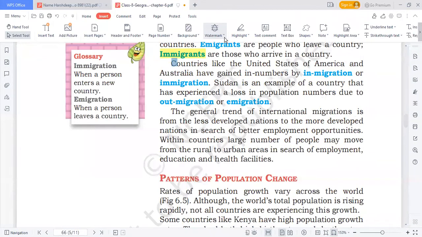As compared to this, some factors attract the population towards their areas, which are considered under pull factors. Pull factors of migration.